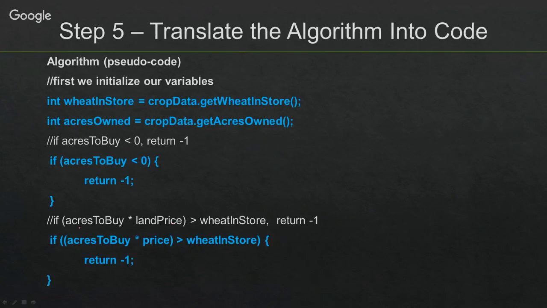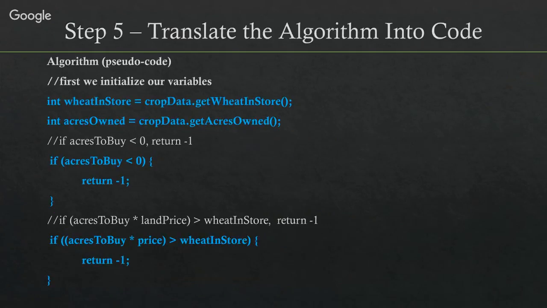Yep, perfect. And the next if statement would be if acres to buy times the land price is greater than the wheat we have in store, also return a -1, because we don't have enough money or enough wheat to buy land. Right. And it's important to note here that just like in any order of operations, we've got to do our little parentheses. So we want the program to do acres to buy times price first, and then compare that value to wheat in store.